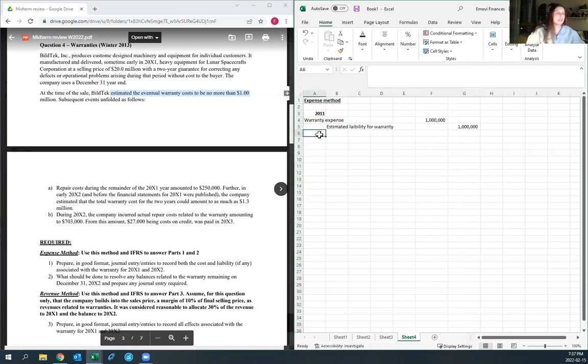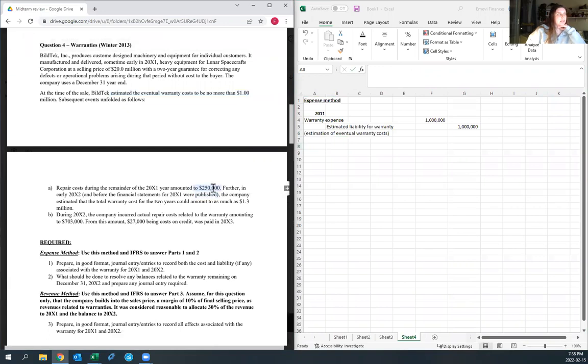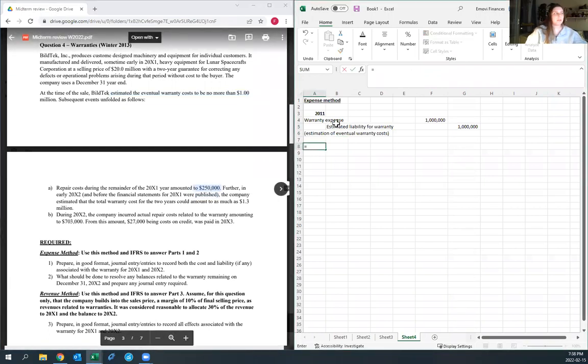So here is the estimation of the actual warranty. Then later in the year, they actually incurred the warranty cost. They incurred $250,000 in costs. So here, we're going to reduce our liability account by $250,000. And let's say that they pay cash for it. It could also be your accounts payable. They're not mentioning it for 2011, so it doesn't really matter what you put down.